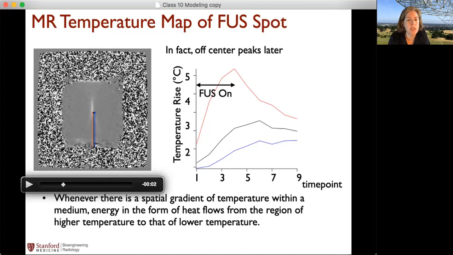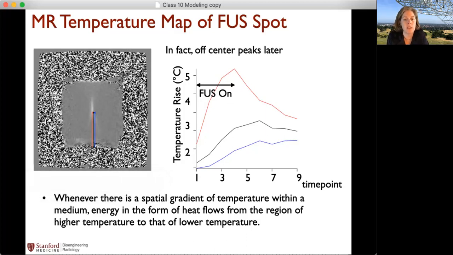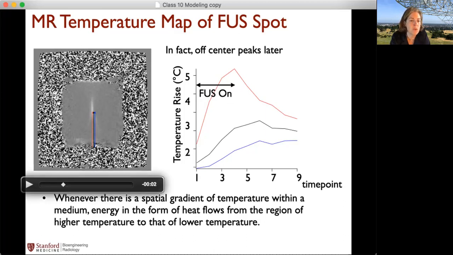So this is kind of the basis for one component of the heat transfer. Whenever there's a spatial gradient of temperature within a medium, energy in the form of heat flows from the region of higher temperature to the region of lower temperature. So you're putting in the temperature rise, the heat, right at the focus, and then it's going to be moving away.